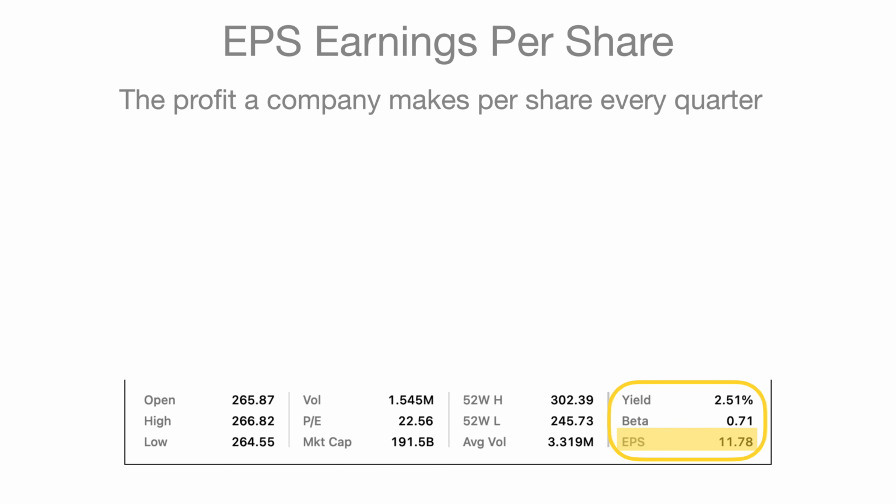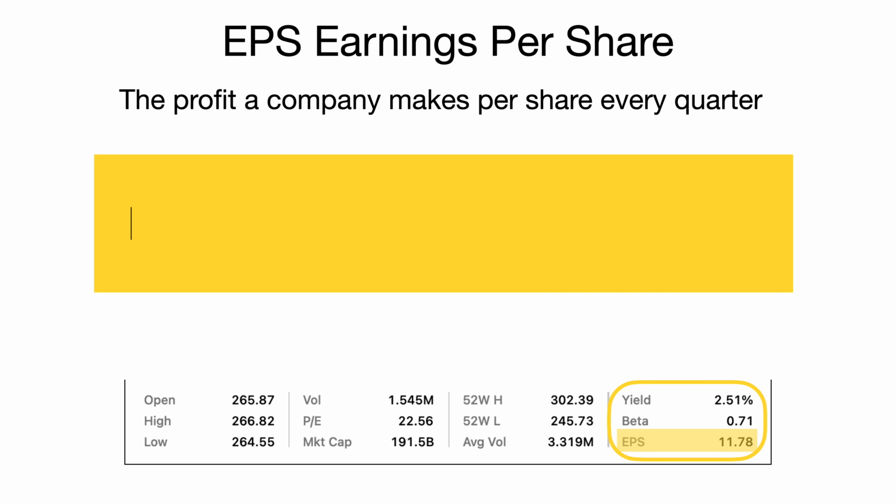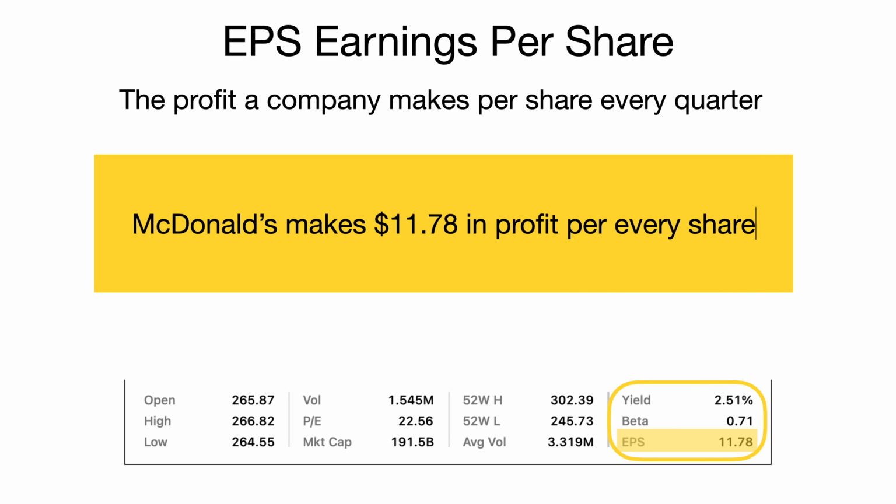And then finally, right here, earnings per share, the profit a company makes per share every quarter. So you see right there, McDonald's has an EPS of $11.78. So that means McDonald's makes $11.78 in profit per every share every quarter.